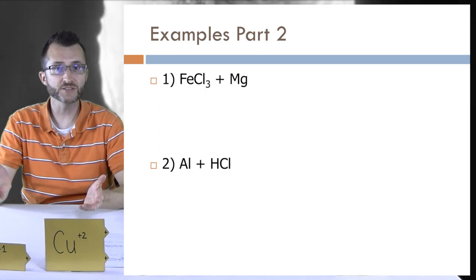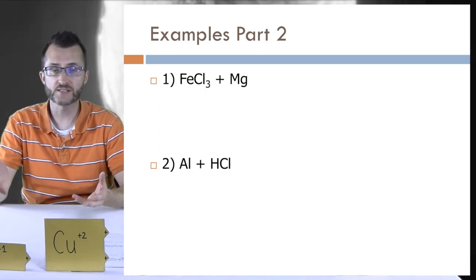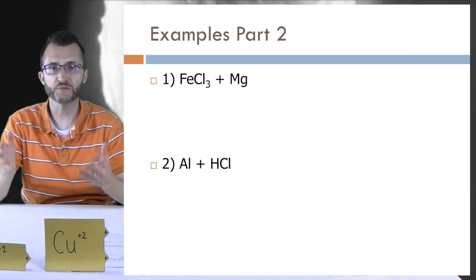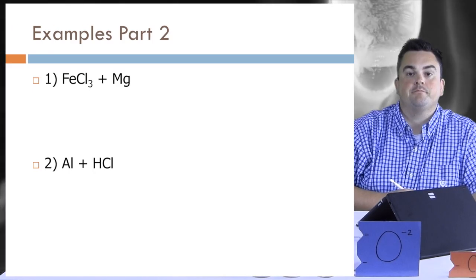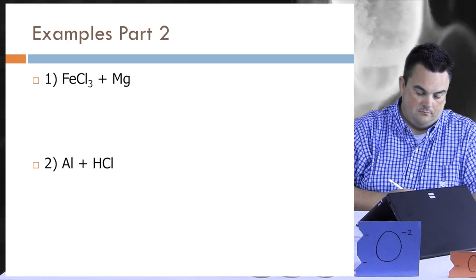Examples Part 2. We're going to use Table J to determine if a reaction occurs, then predict the products. Finally, we will balance the chemical equation. You ready for all that, folks? I am. All right, first one, FeCl3 plus Mg.